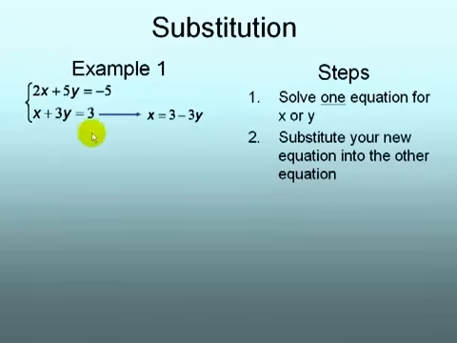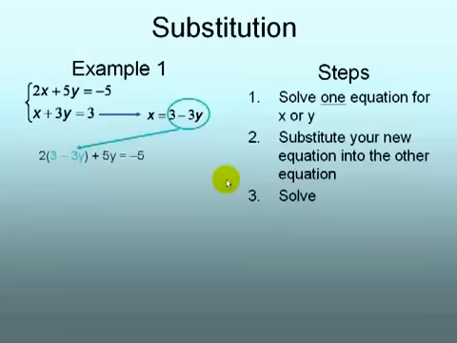Step 2 is you want to substitute this new equation into the other equation. So we're going to take our new equation of 3 minus 3y, and we're going to substitute it in for x in my first equation. Because we know x is equal to 3 minus 3y, so we just substitute it into the first equation. Okay, now we need to solve. In order to solve, we're going to distribute, so we'd end up with 6 minus 6y plus 5y equals negative 5. Combine like terms, so you have 6 minus y equals negative 5. Subtract 6 from both sides, so you'd end up with negative y equals negative 11. Divide by negative 1, so you get y equals positive 11.